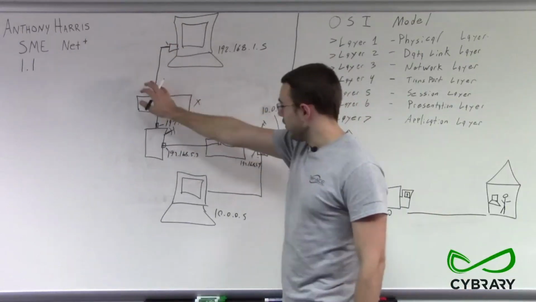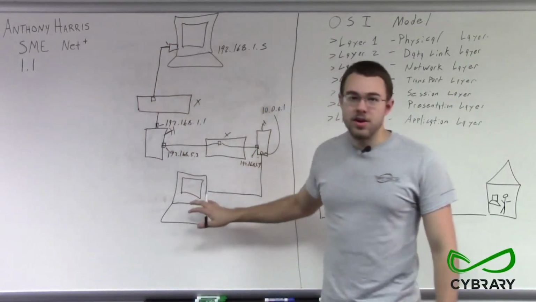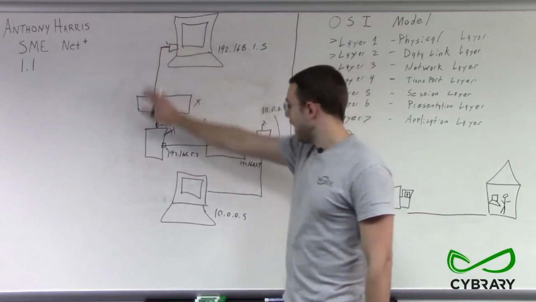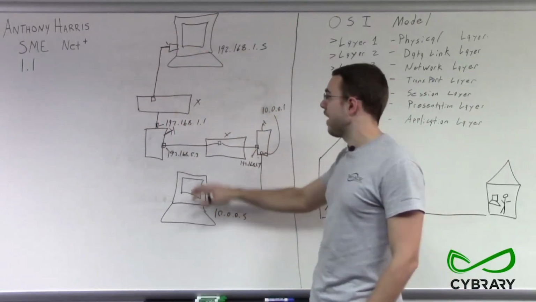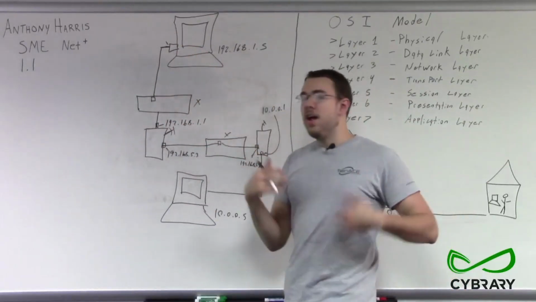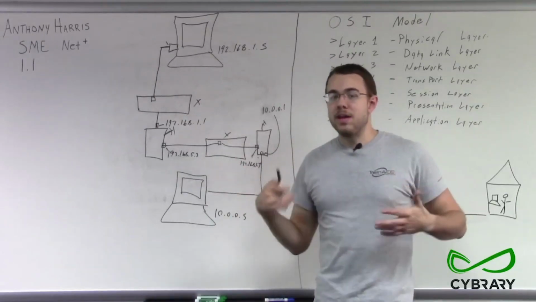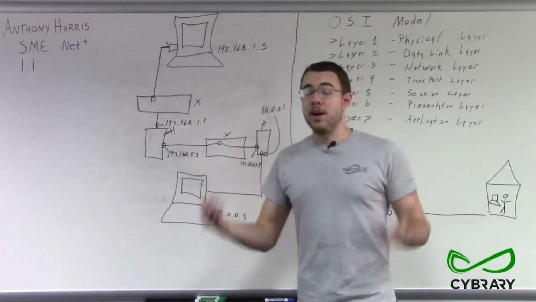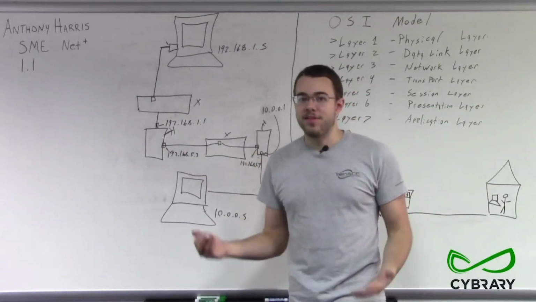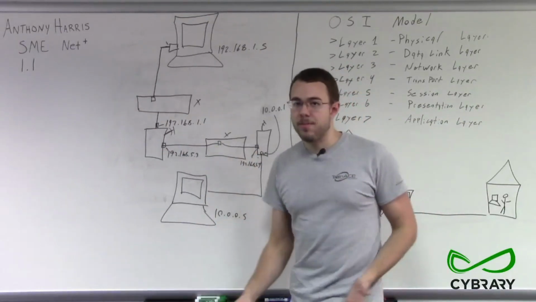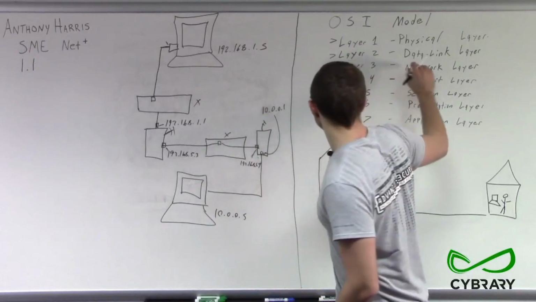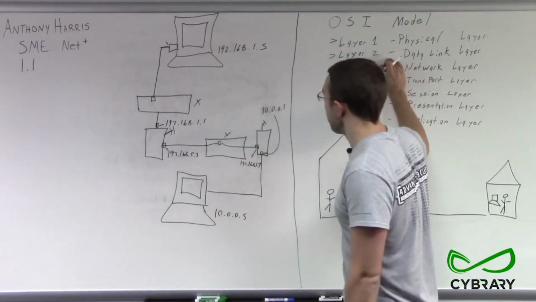So electrical signals are going through this entire diagram. We have our cables, we have our devices, we have our network interface cards, and these are all going to be layer 1 objects. Everything's going to be happening at a layer 1 level, because through the entire process we're transmitting electrical signals. So that's our layer 1. Next we have our layer 2.